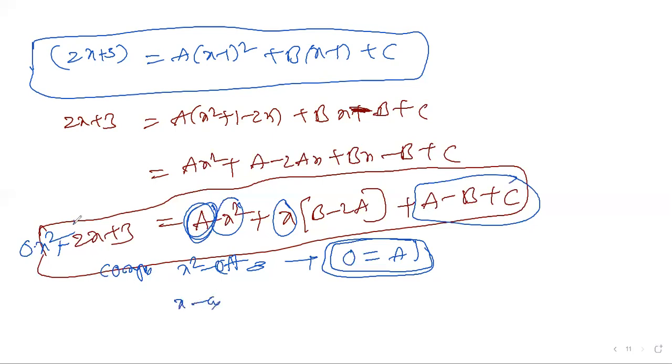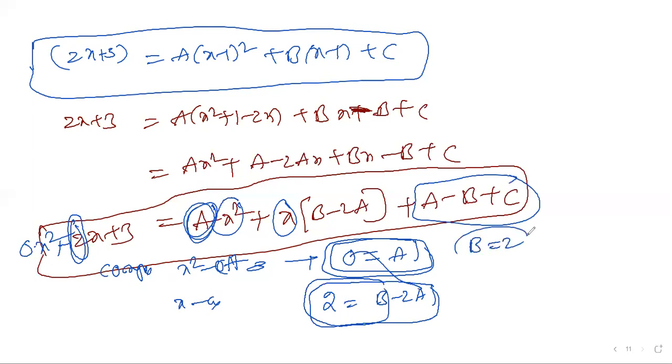Next, compare x coefficients. What is the value here? 2. What do you get on the right? b minus 2a. Already the value of a is known; substitute. What is the value of b now? So b is 2. Is that clear? You know the a and b values. Next, go for the third relation: compare constants. The constant is 3.